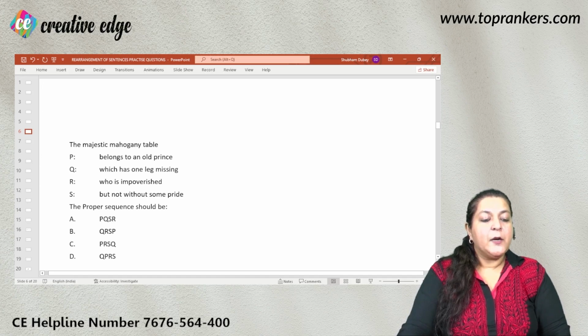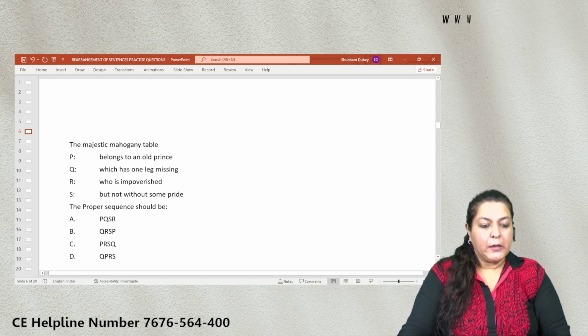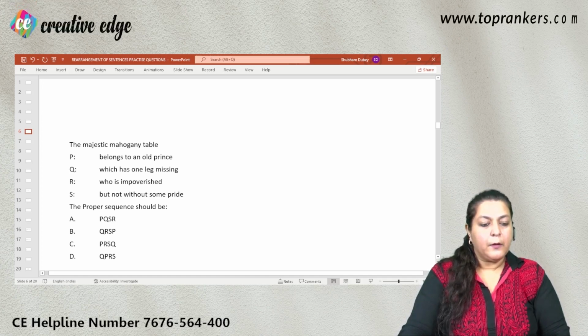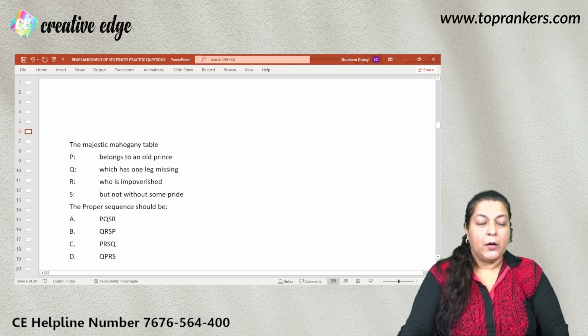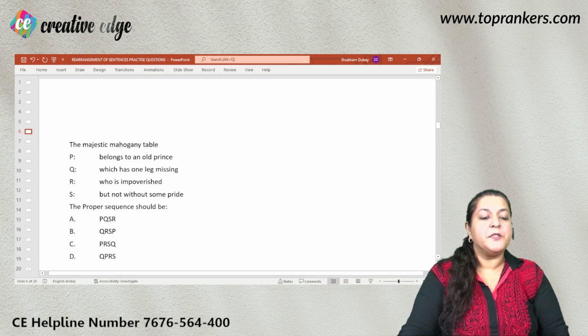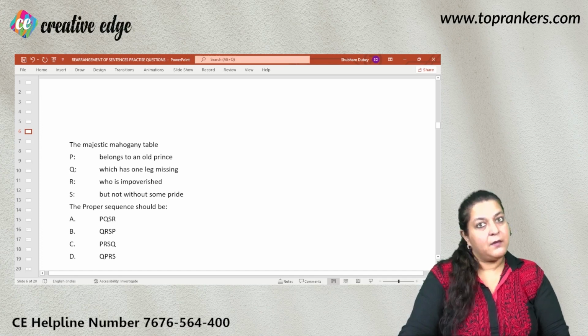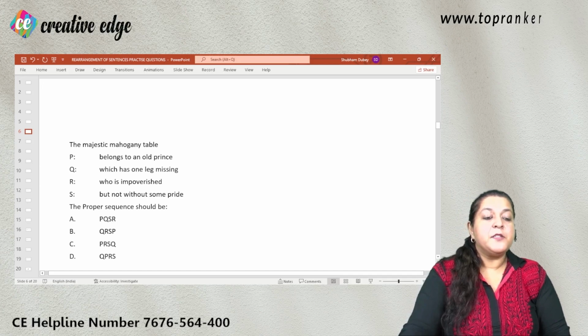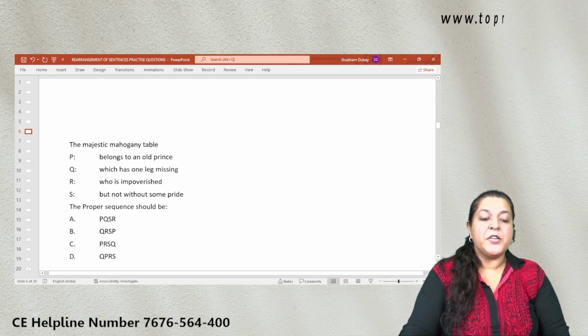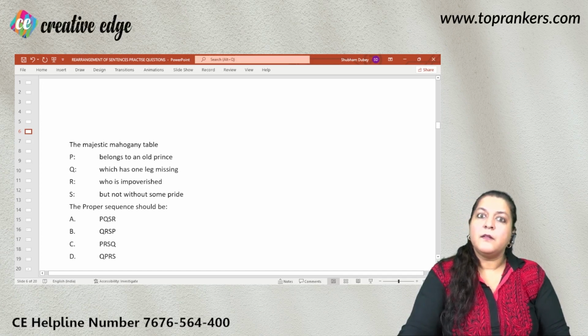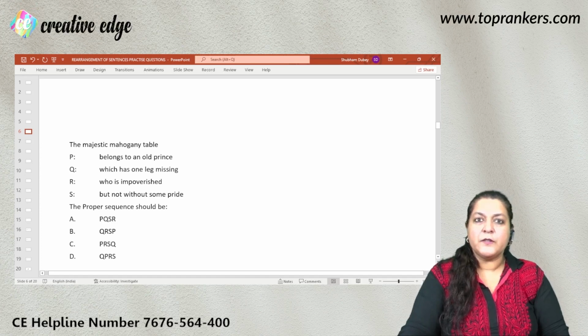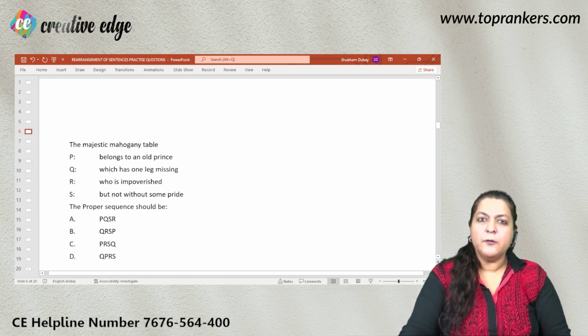The options are P, start with PQ. PQ. Great. Now let's read the P and Q options first. It says the majestic mahogany table belongs to an old prince. Definitely. The majestic mahogany table, which has one leg missing. Definitely. I think both the options here go with our introductory first sentence. Okay, so they can both be the introductory sentence, right?